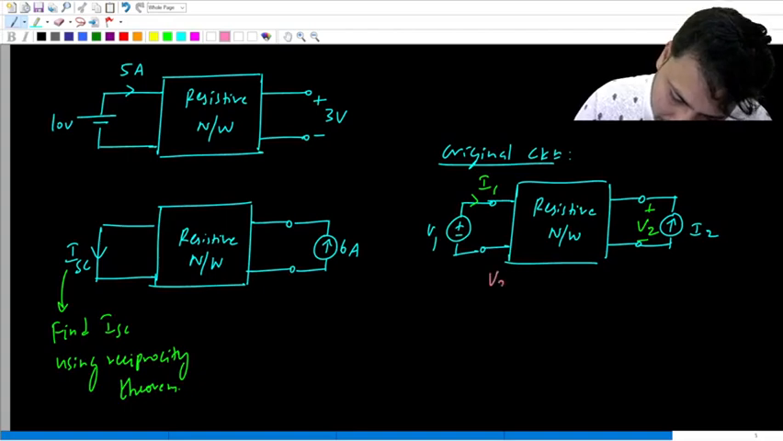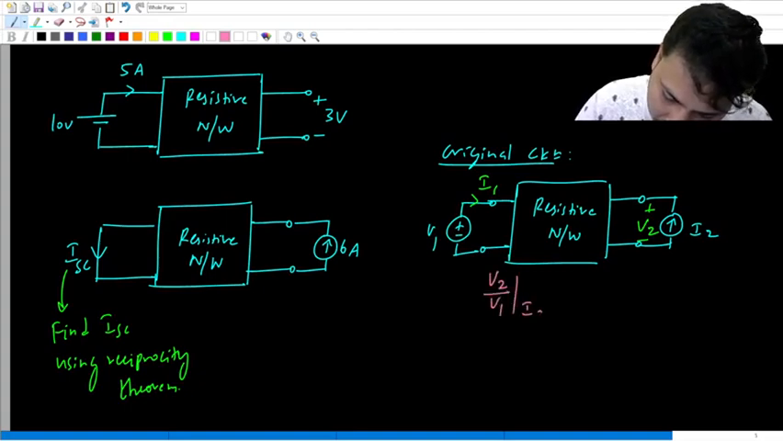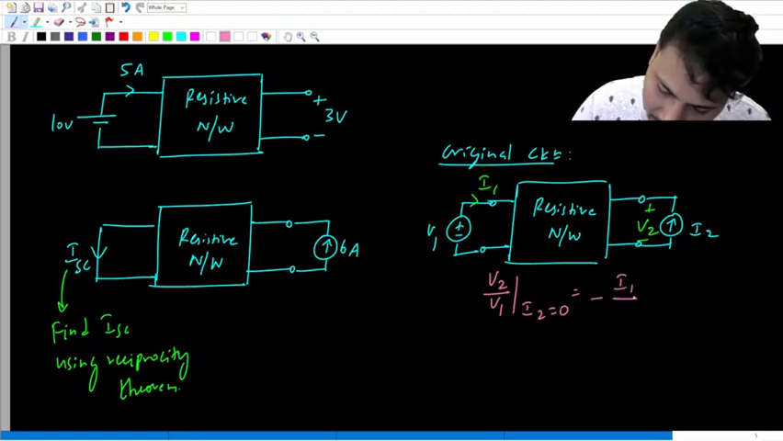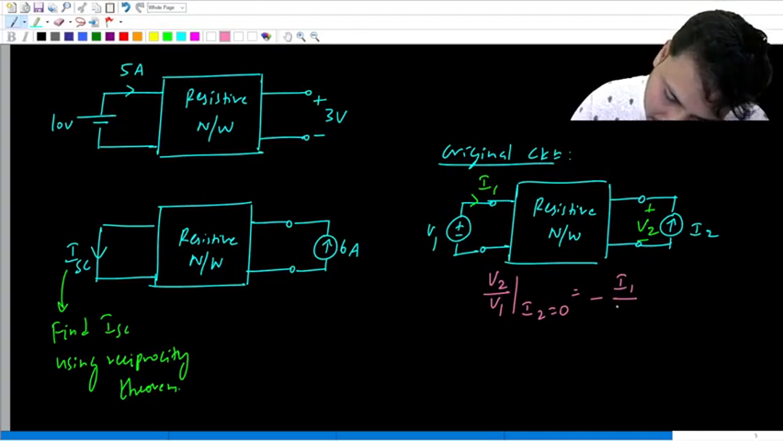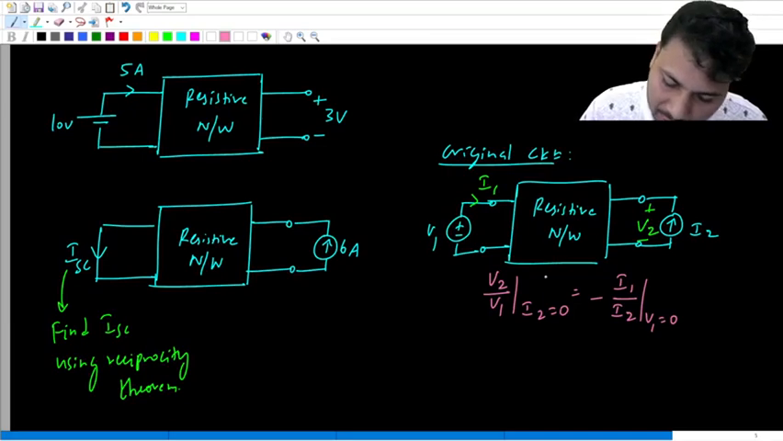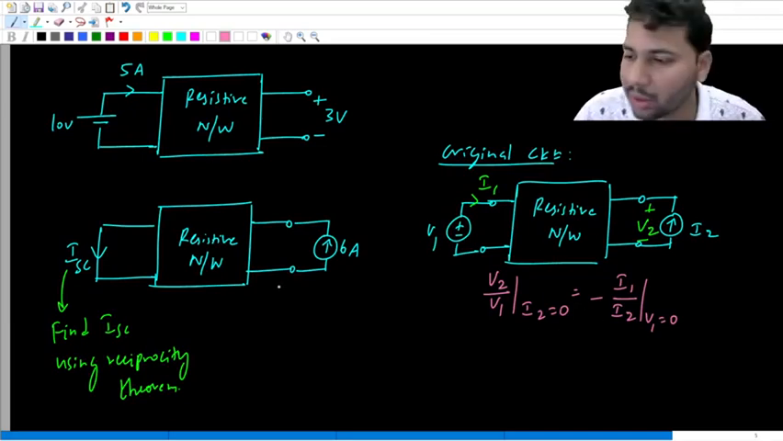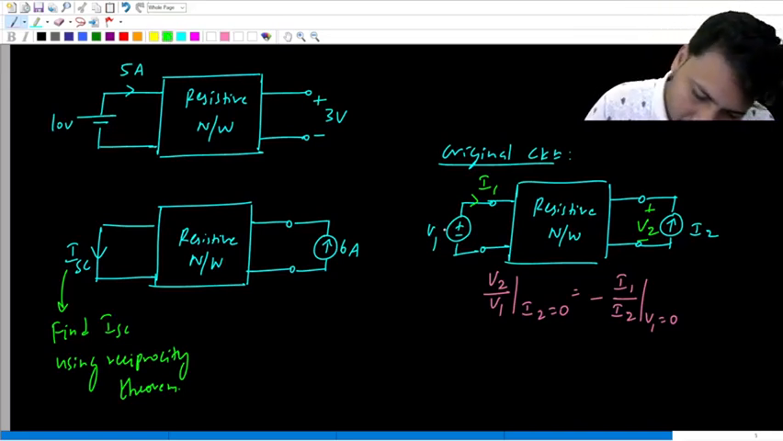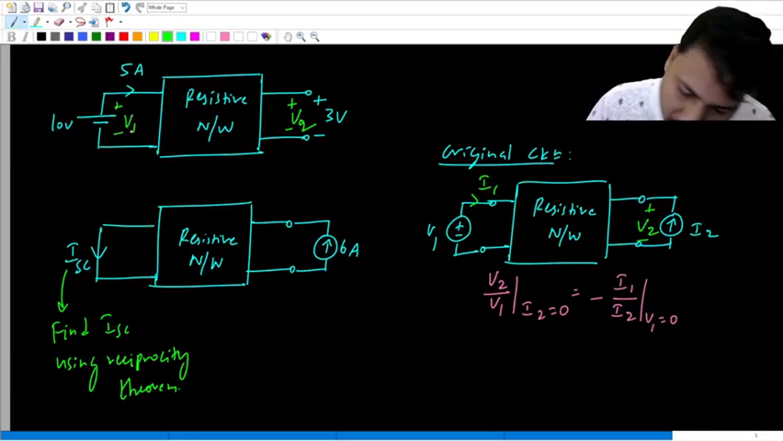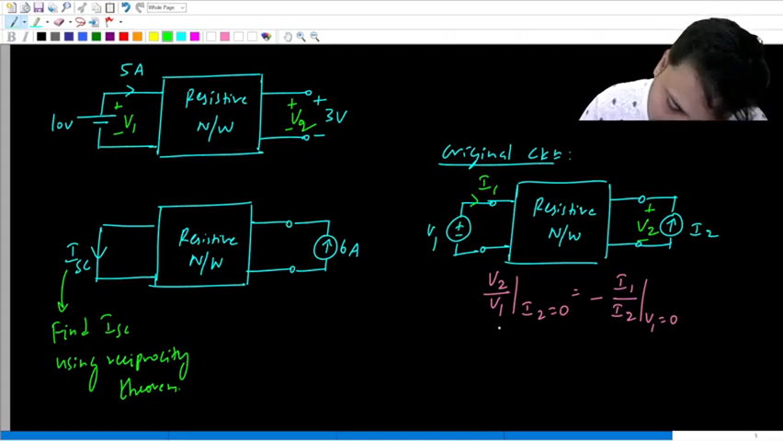So what are the two ratios? V2 by V1 when I2 is made 0 is equal to the negative of the other ratio, which is I1 by I2 when V1 is made 0. Now you have to compare this result with the two experiments. So this is the same as V2, and this is the same as V1.